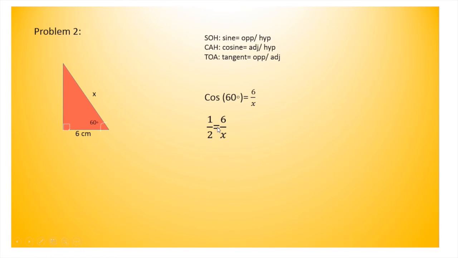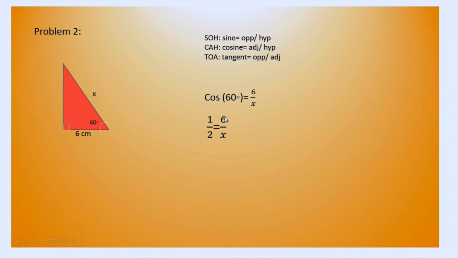Now, in order to solve this, we must cross multiply, 1 times x and 2 times 6. This will give us 1x equals 12, which tells us that x equals 12. So the answer to this problem is 12 centimeters.